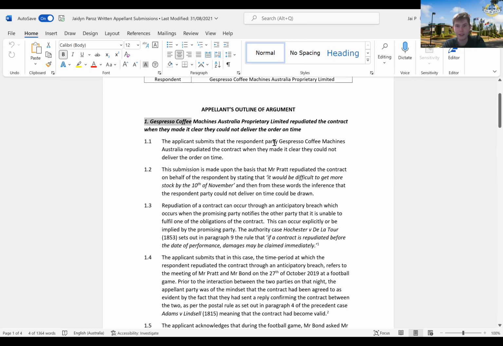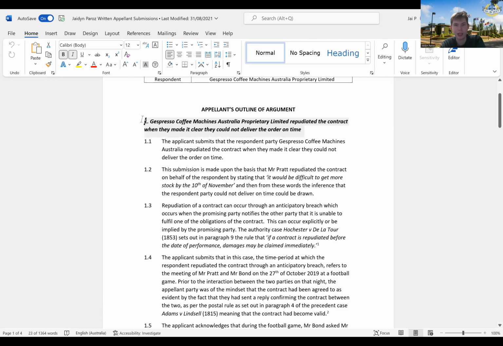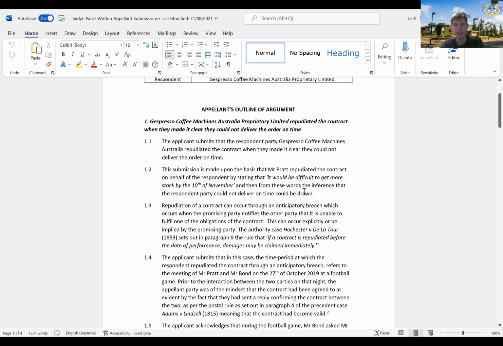The first heading is always what you're arguing. In this case at hand, you're arguing that insufficient weight was given to the parity principle. So that's what you put up there if you're the appellant. If you're the respondent, you're doing the reverse. And then you just explain what the appellant's overall submission is. In this case, I've used the word applicant, but you can use the word appellant, that's fine. I've said in this case, the applicant submits that the respondent party, Espresso Coffee Machines, strongly repudiated the contract when they made it clear they could not deliver on time.